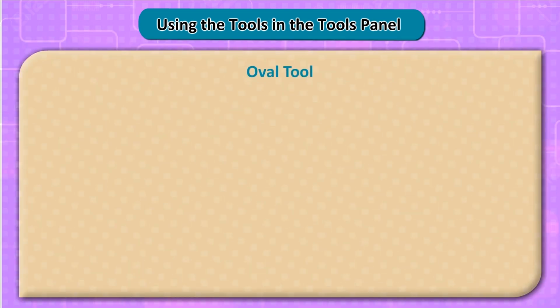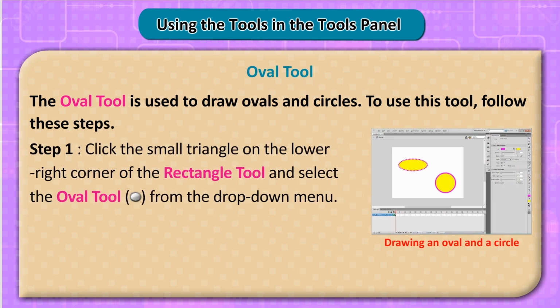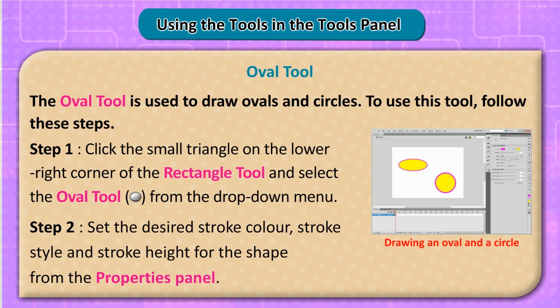Oval tool. The oval tool is used to draw ovals and circles. To use this tool, follow these steps. Step 1. Click the small triangle on the lower right corner of the rectangle tool and select the oval tool from the drop-down menu.